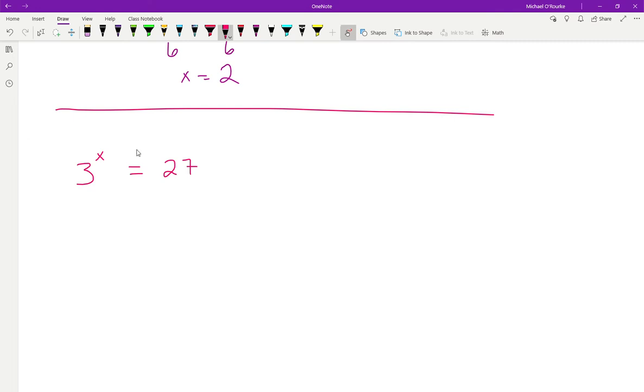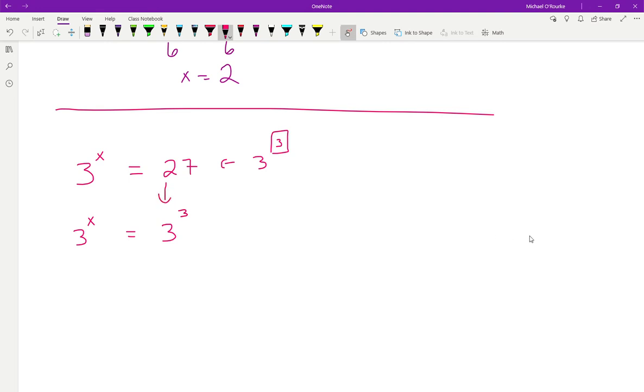Well, I have a base of 3 over here. Could I make 27 into base of 3 to the power of something? So 3 to the power of what equals 27? Now luckily we already did this, so 3 to the power of 3 equals 27. So I can rewrite 27 as 3 to the power of 3.